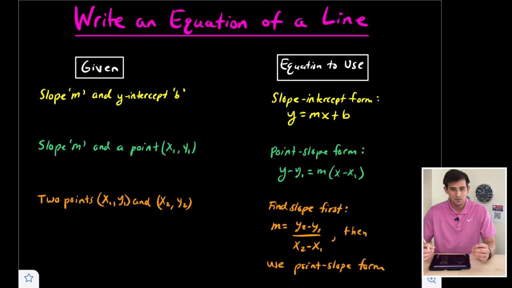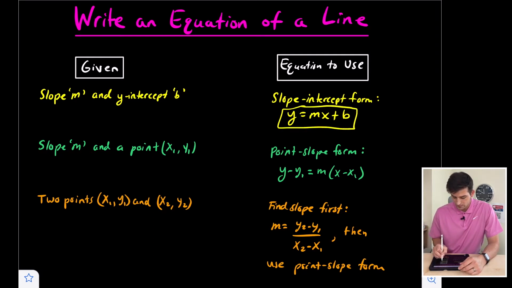So this is going to be the most basic, easy example because we can use slope-intercept form, which is just y equals mx plus b. So literally all you do is you take the number for m and you plug it in for m, and the number for b and you plug it in for b, and you've got your equation.